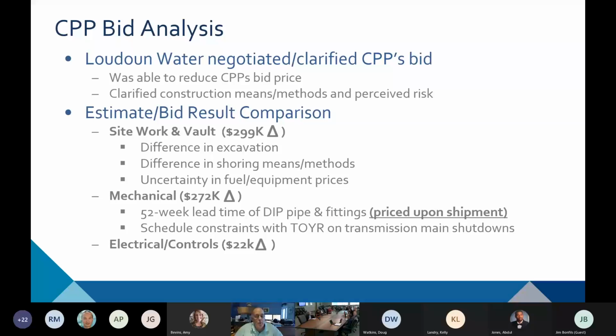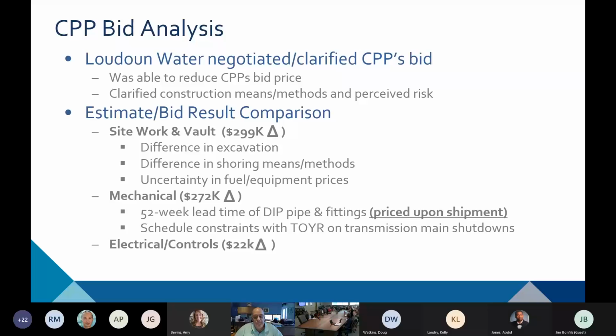Two questions. One is a comment, one's a question. Number one, the question is, what was the difference in excavation and shoring means? I guess I don't understand why they picked one that's so much more expensive than what the engineer thought to do. So either the engineer got it wrong and it couldn't be done, or something like that. And the second thing is, why didn't the engineer know there was a 52-week lead time? Even I know that there's a huge lead time on the pipe.